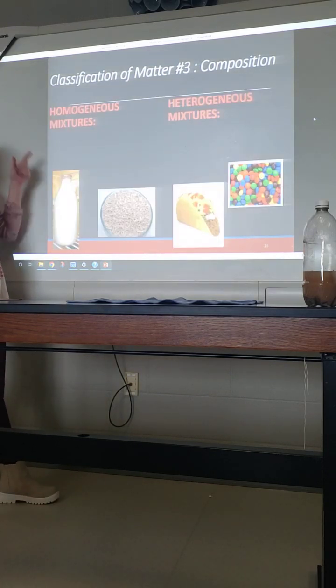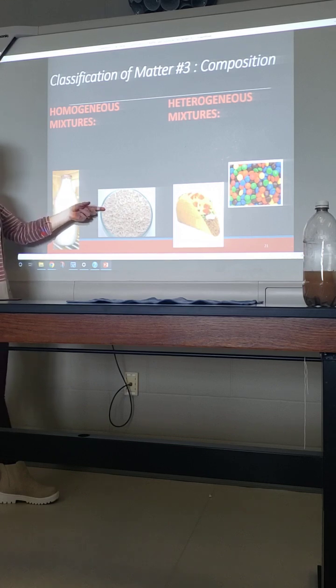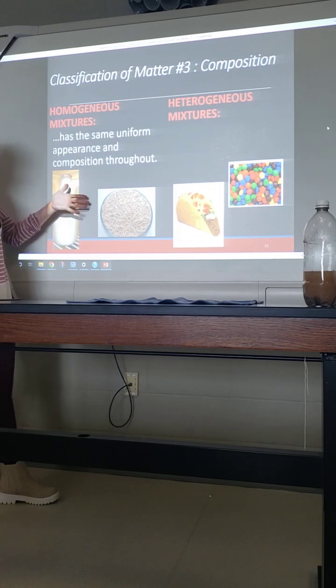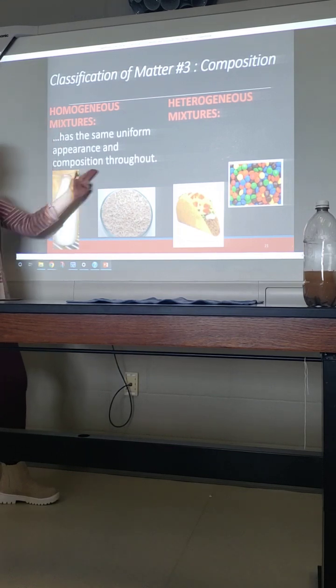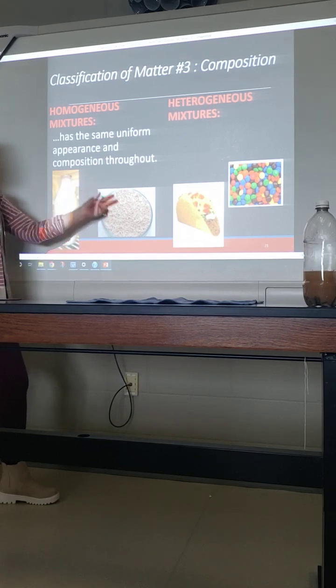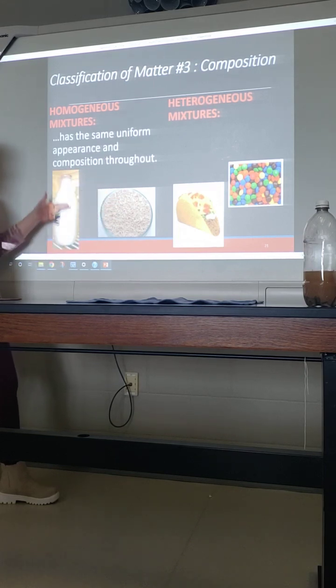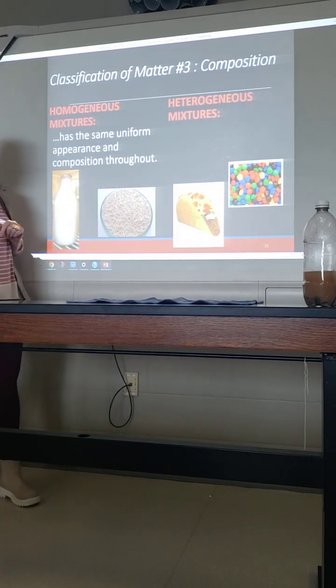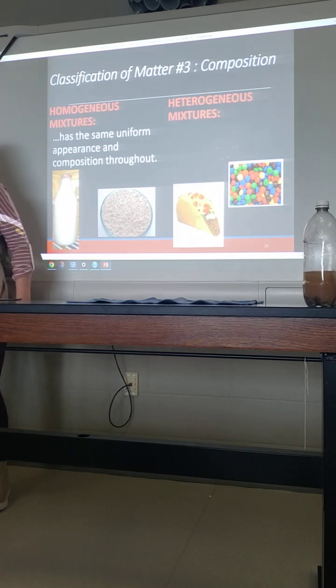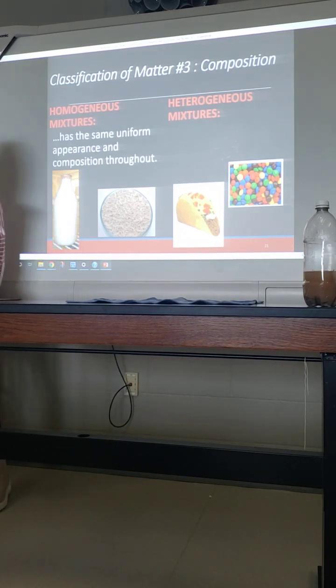So, a homogeneous mixture. Here's a jug of milk. But homogeneous means the same. It's going to have the same general composition or appearance throughout. I don't see any difference top to bottom, side to side. Everything looks the same here. I don't see anything different.